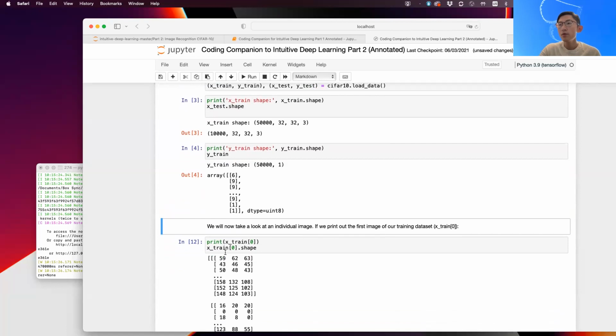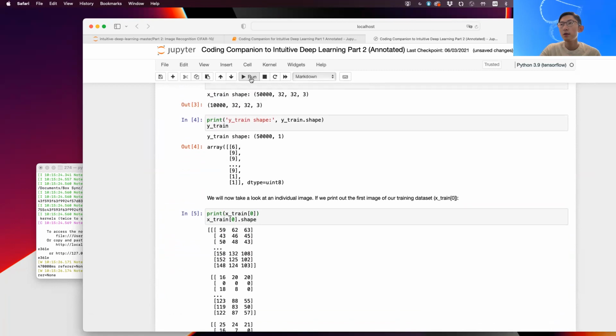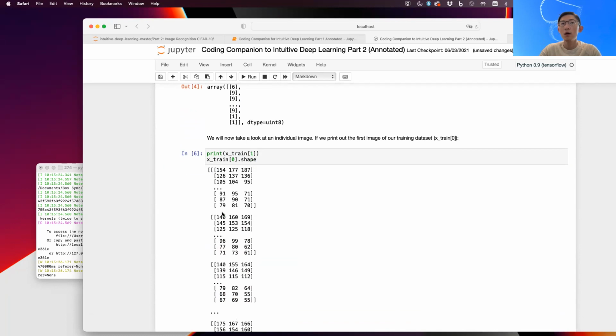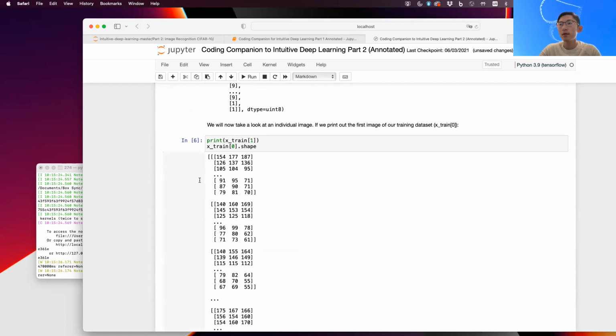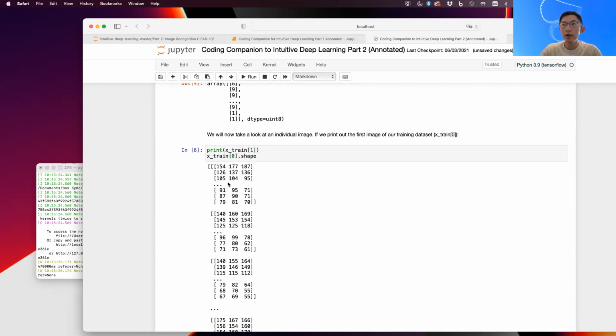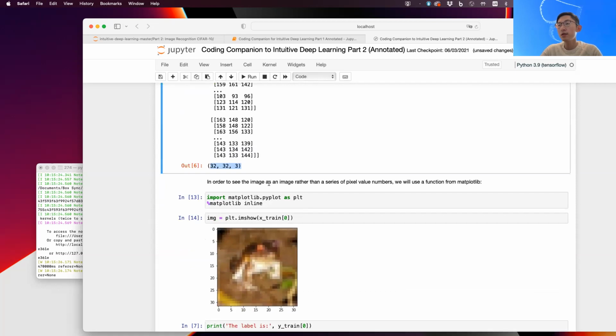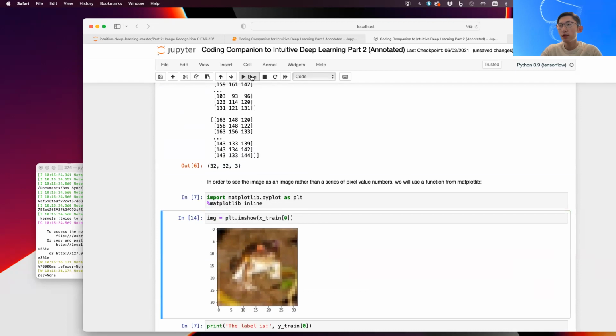If we directly print our X data, X train 0 meaning the first image, we could print the second image as well. All of them are 3-dimensional arrays, 32 by 32 by 3, as indicated here. In order to see the image, we need to do some conversion, and we use this plot function to show the image.